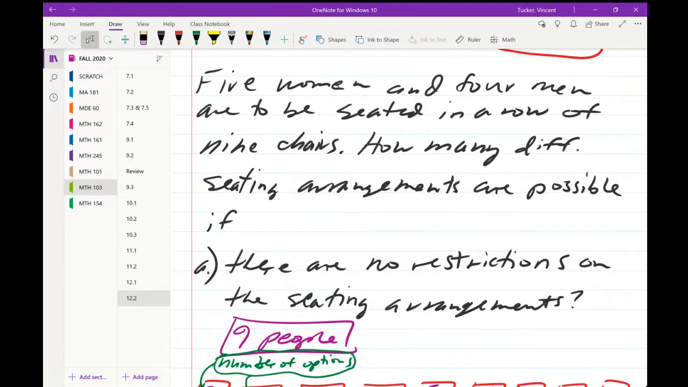All right. Next one, 5 women and 4 men are to be seated in a row of 9 chairs. How many different seating arrangements are possible if, first, we say there are no restrictions on seating arrangements? Give me a chance to write it and we'll look.